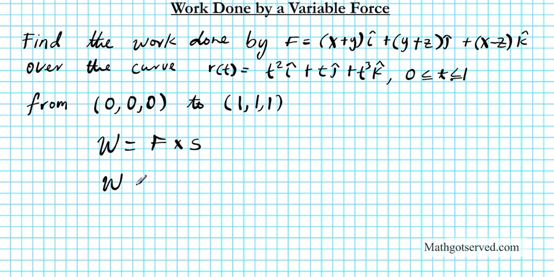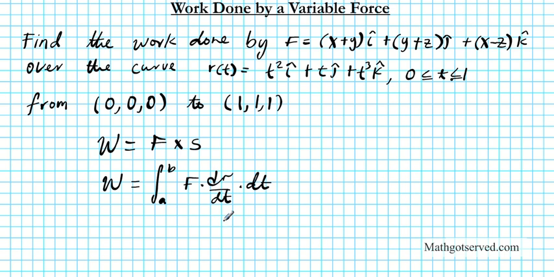Okay, so if you have a variable force on a curved path, the work done is going to be the integral from the starting time to the end time of the force as a vector dotted with r prime of t, the derivative of the position, dt. We're going to be looking at the path instantaneously. So basically this is how you compute the work done: F dot r prime times dt.